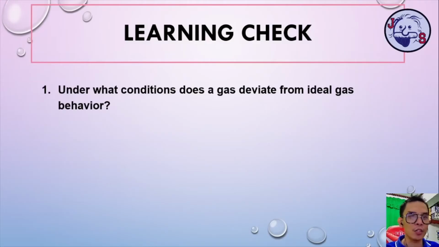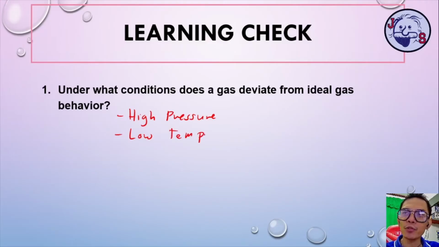Okay, so the answer here is high pressure and low temperature. Under these two conditions, a gas deviates from ideal gas behavior. High pressure and low temperature.